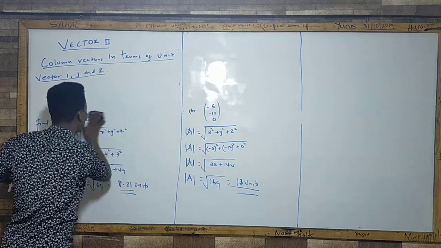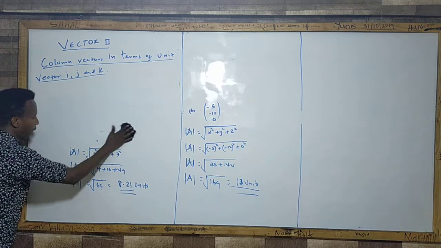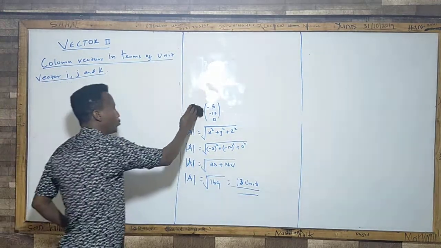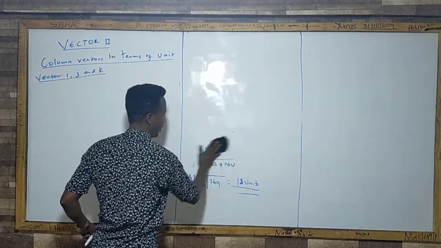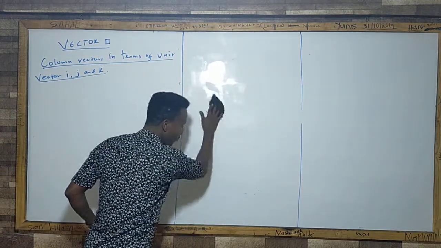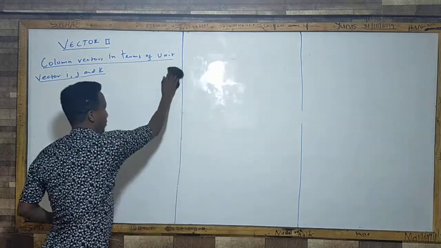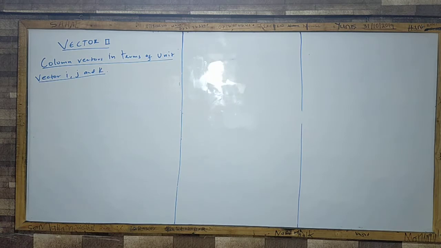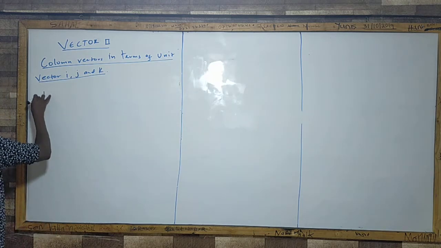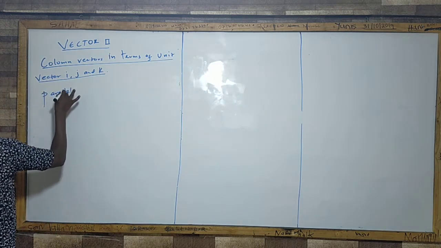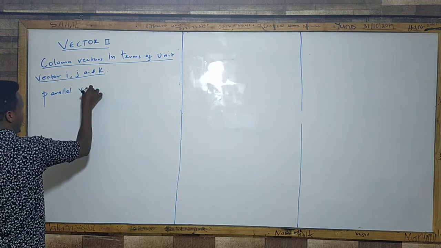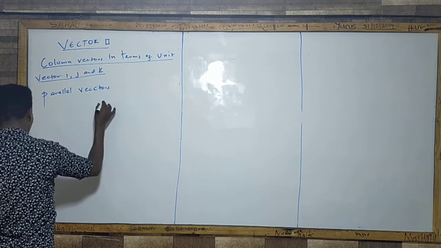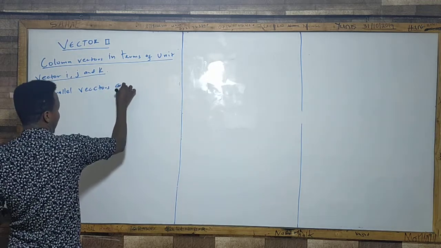How are we going to test whether two or more vectors are parallel? Let's see that. This is what we're going to talk about: parallel vectors and collinearity.